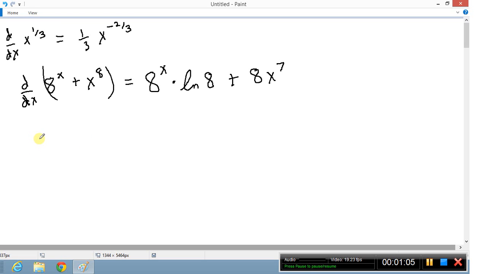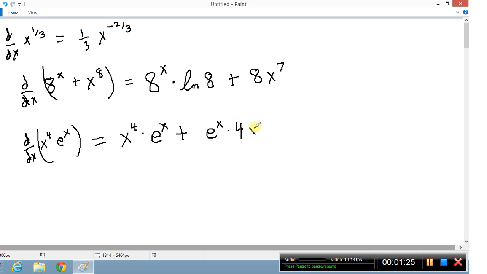Number 3, you want the derivative of x to the 4th e to the x. And if you didn't realize that that's a product, you're done for. It's a product, so you have to use the product rule. So it's the first times the derivative of the second. You got to know the derivative of e to the x is e to the x. Plus the second, e to the x, times the derivative of the first, which is 4x cubed. Now this is a test. There's no reason for factoring this out. You're not going anywhere with it, so just leave it.